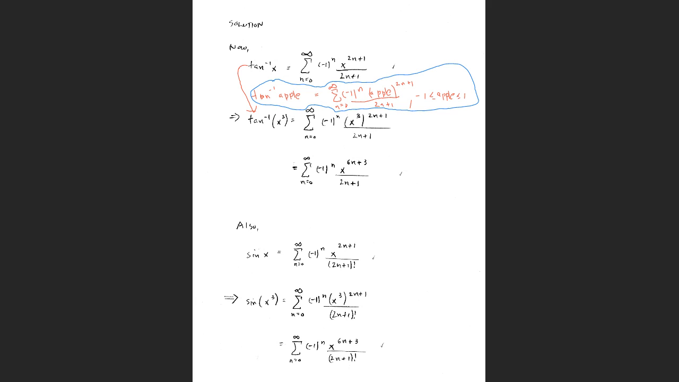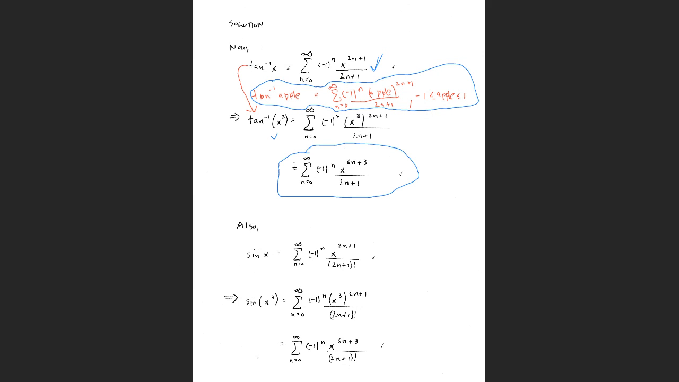Because I know the Maclaurin series for the arctangent of x, I can make use of that Maclaurin series to get the Maclaurin series for the arctangent of x cubed. I don't have to go through and formally derive it. The arctangent of x cubed will equal this power series right here: n equals 0 to infinity, -1 to the nth power times x to the 6n plus 3 power over 2n plus 1.